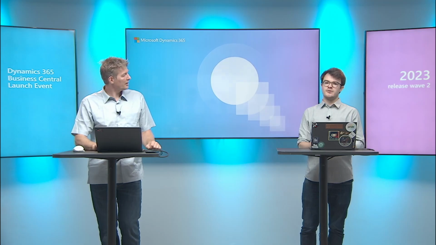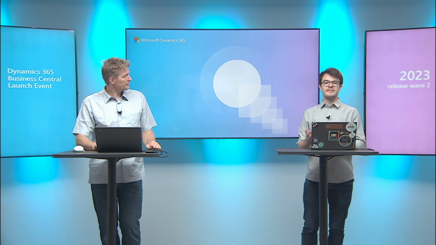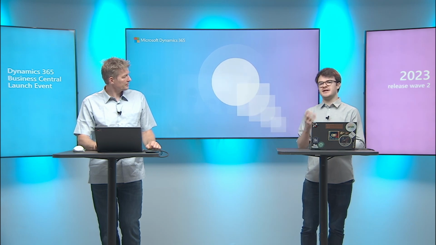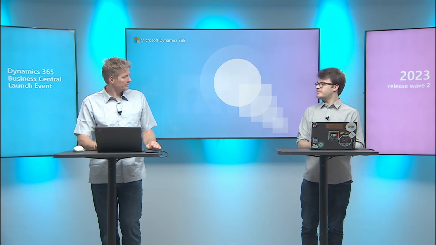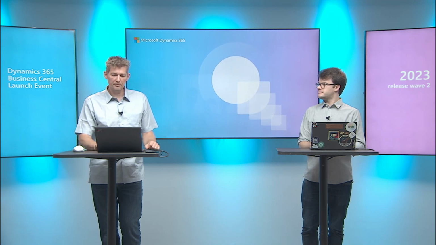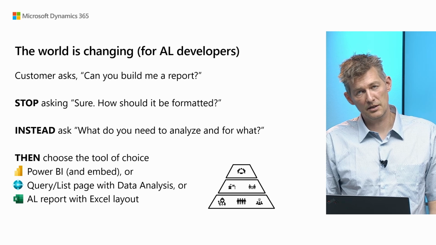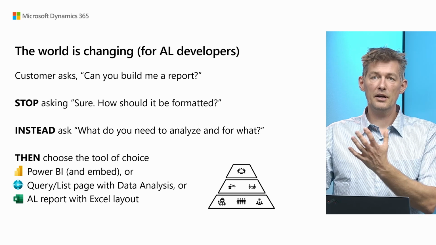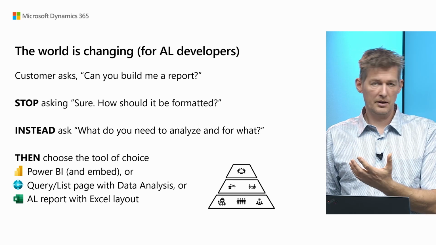And they should be quite clearly commented. In case you don't remember exactly what a parameter does, you should find the code comment in the source code. So, to conclude, the world is changing for AL developers in the context of analytics.